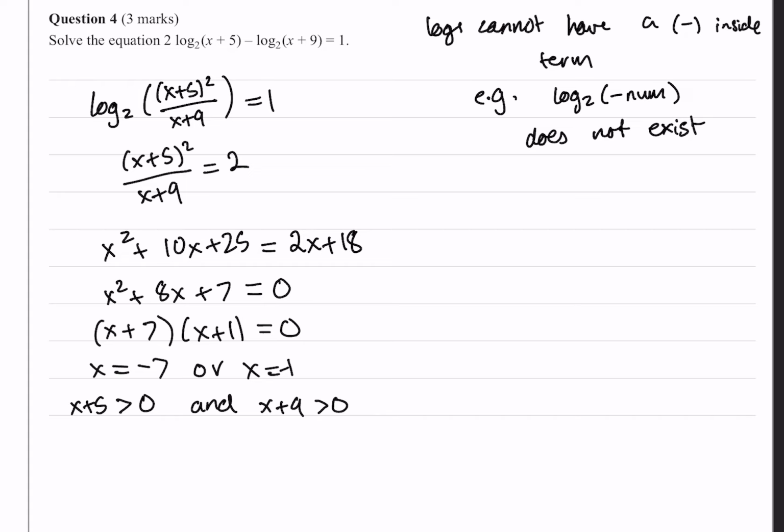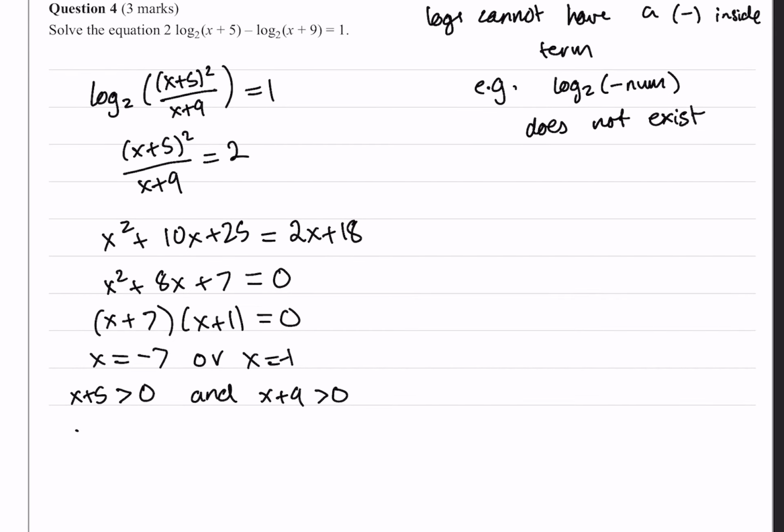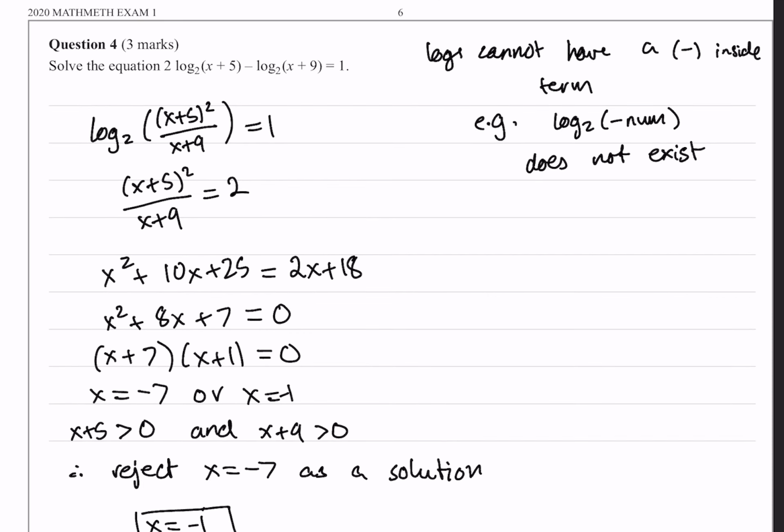And so negative 7 doesn't satisfy the left inequality, because we know that negative 7 plus 5 is less than 0. So we have to reject negative 7 as a solution. Therefore, x equals negative 1 is the only correct solution.